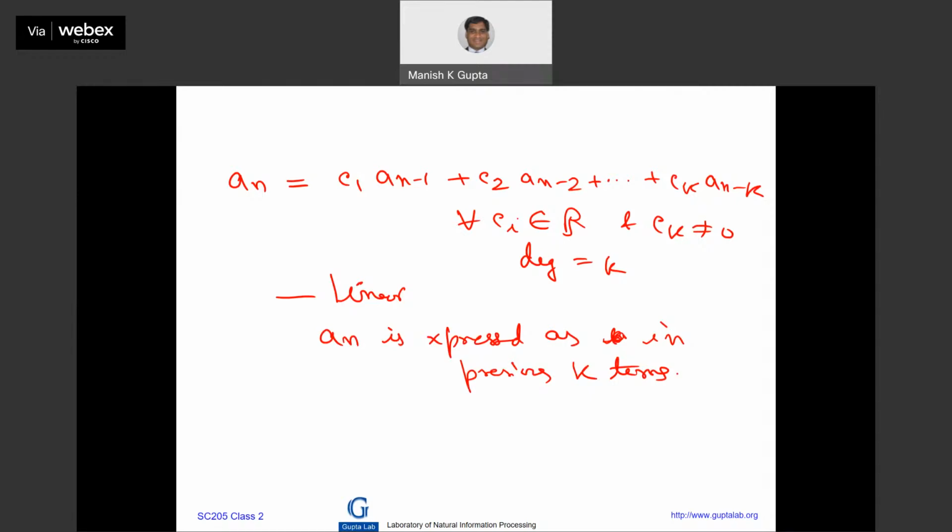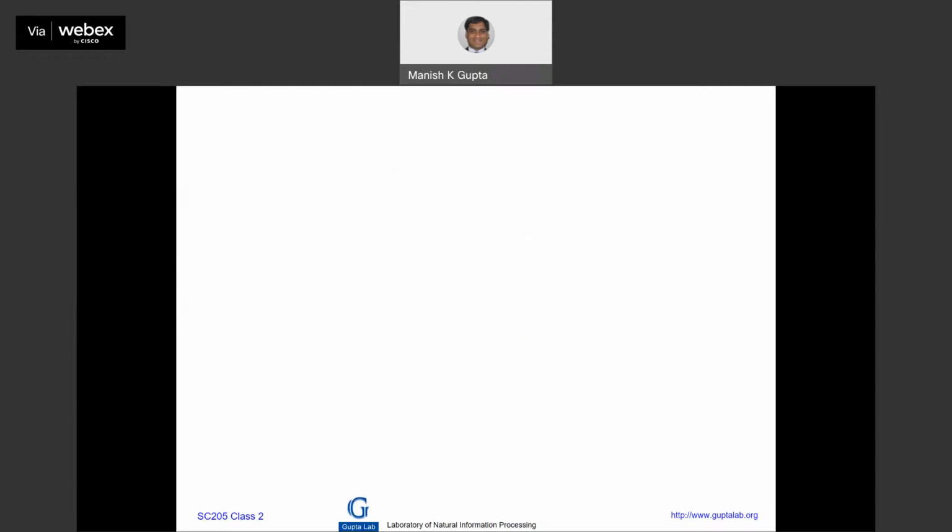Since c_k is not equal to 0, the degree is k. If c_k were 0 and c_{k-1} is not equal to 0, then what would the degree be? k minus 1, right? Whatever is the highest non-zero coefficient determines the degree.